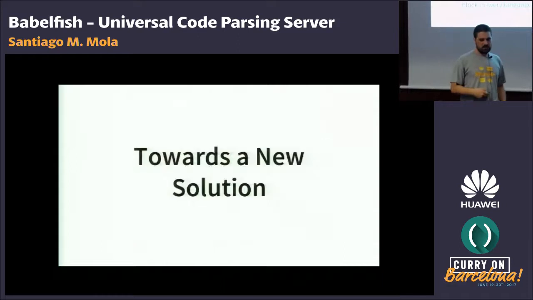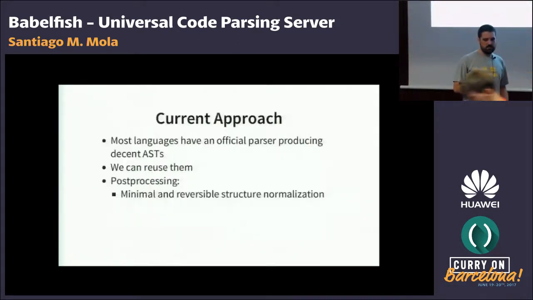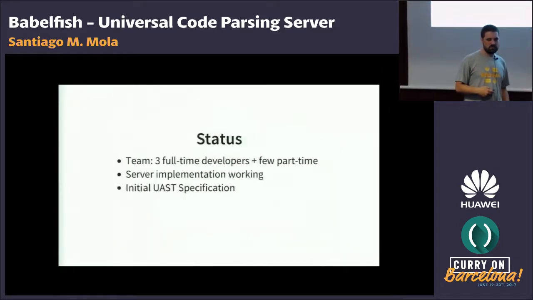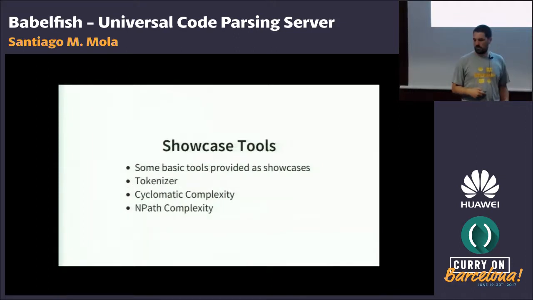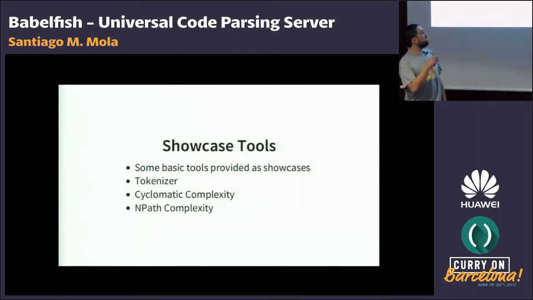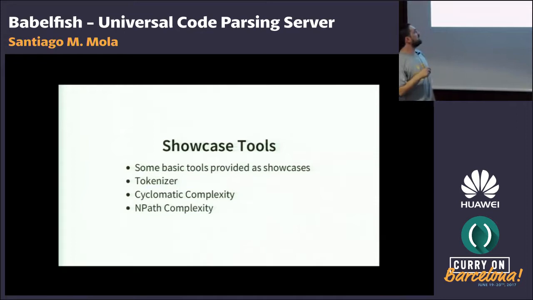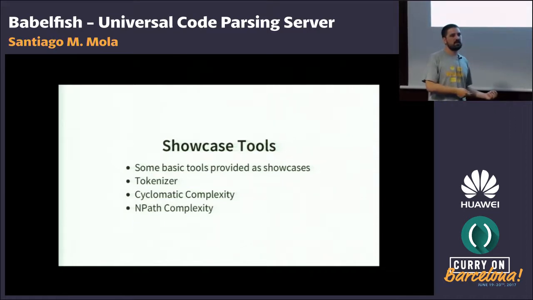By the way, the kind of showcases, for example this tokenizer, are the first proof of concept for this kind of internal use case. Cyclomatic complexity and NPath complexity were just things that we don't currently need internally, but they came up as, hey, if you can calculate these kinds of things on the UAST, then you are not doing that badly. So they are more like validation scenarios: okay, if we can do this, we are on the right track.